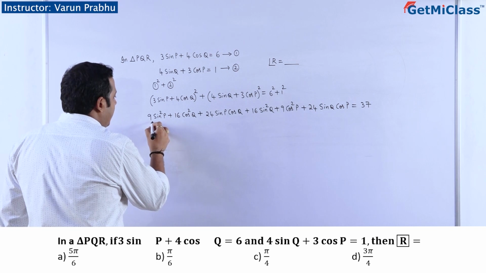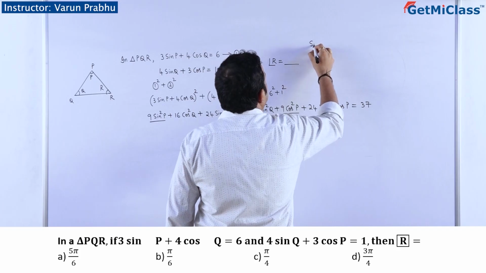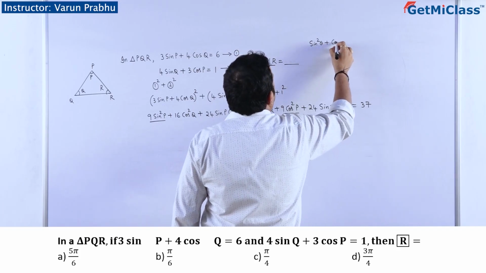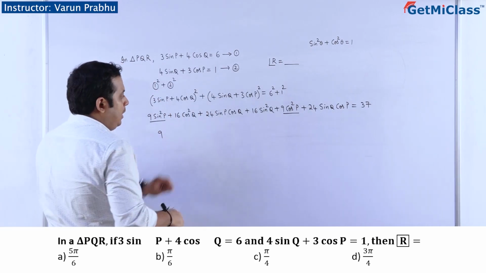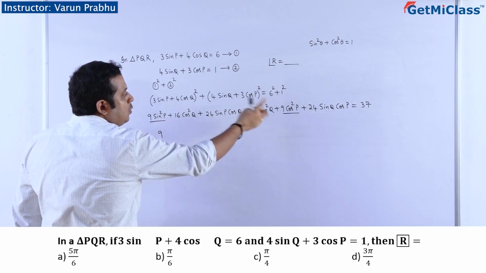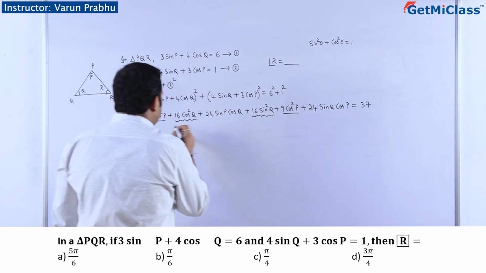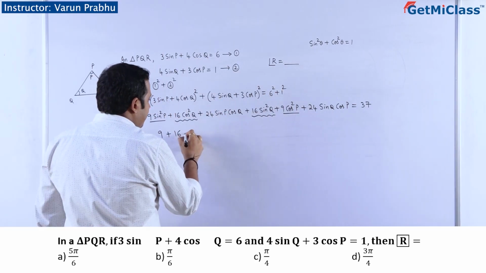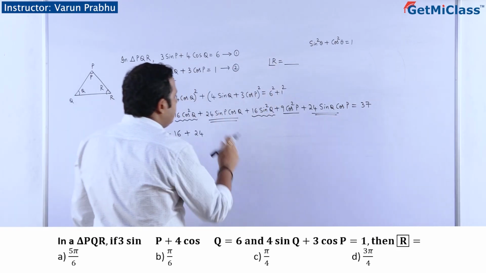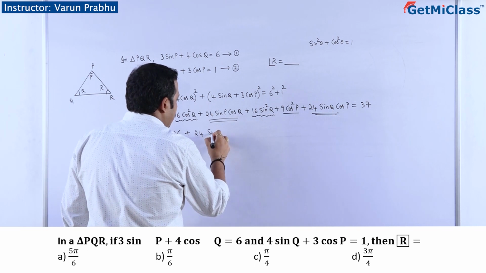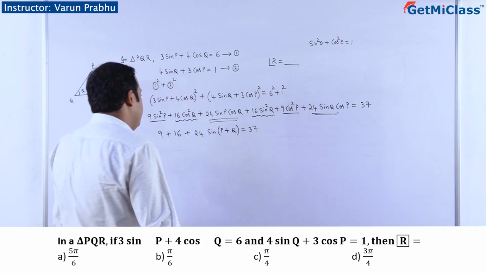So 9 sin squared P plus 9 cos squared P. We know the formula, sin squared theta plus cos squared theta is equal to 1. So I can write this 9 sin squared P plus 9 cos squared P is 9, correct or not? Because 9 you take common, sin squared P plus cos squared P is 1. Similarly, this 16 cos squared Q plus 16 sin squared Q will add up to 16 plus 24. If you take out common from this term and from this term, it is of the form sin P cos Q plus sin Q cos P, which is of the form sin of P plus Q. That is equal to how much? That is equal to 37, correct?